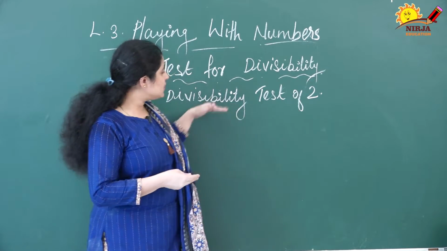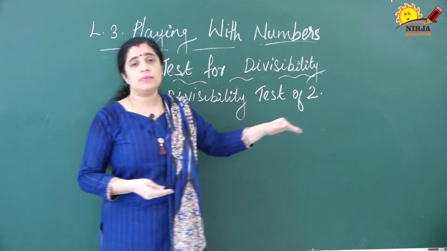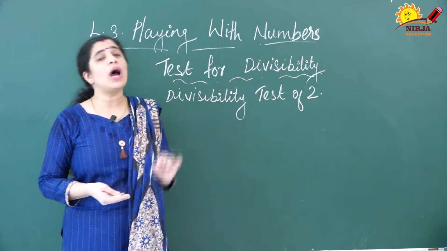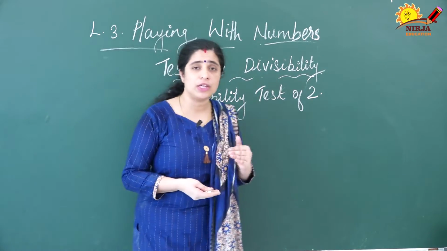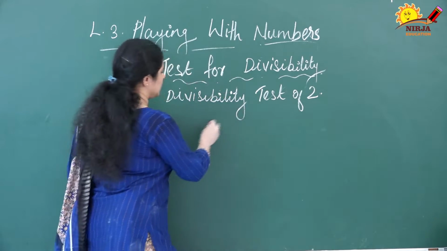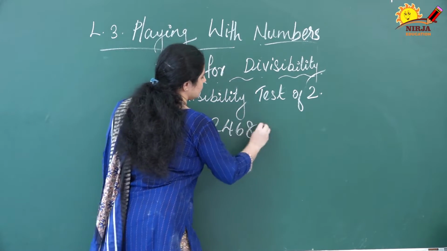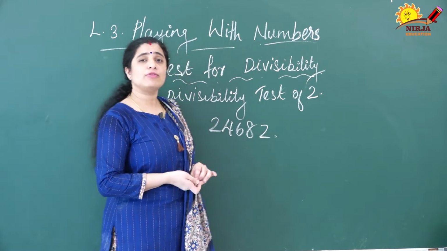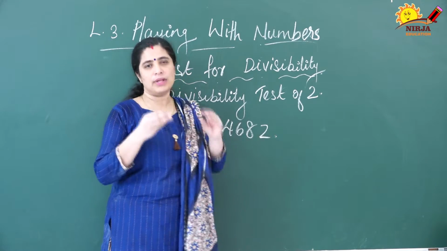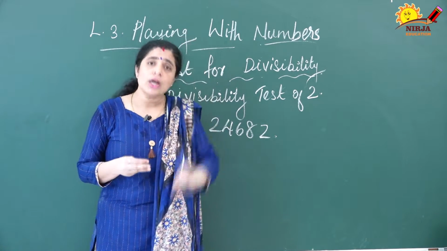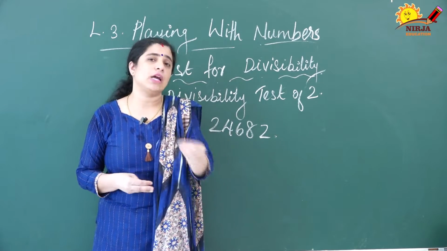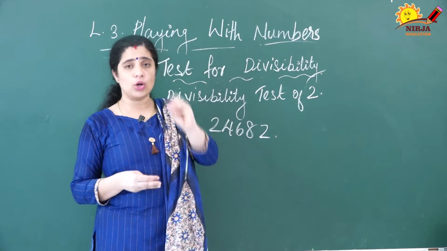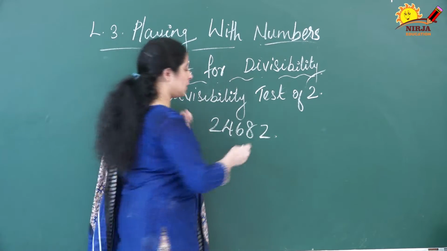First we will discuss the divisibility test of 2. That means whether the given number is divisible by 2 or not. For that you have to check the number in the ones place of that number. Suppose I am writing 24,682. This is a bigger number, it will be a little difficult for you to do the division completely. It will take a little time, but at a glance you can check whether this number is divisible by 2 or not. For that you have to check the number in the ones place.